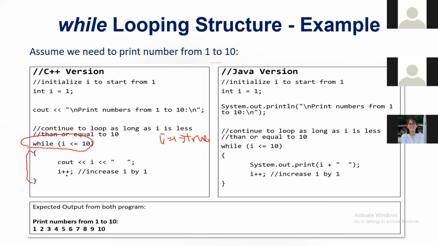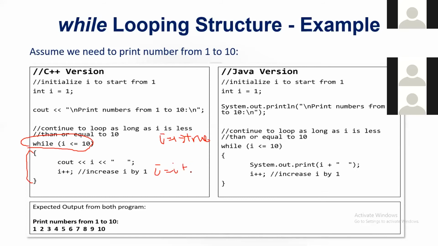Then i++. This is the unary operator, which is a short form for i equals i plus 1. So here you increase by 1, which means your i becomes 2. Then you go back and check again. Is 2 less than or equal to 10? Yes, this is true. So you come in, print out over here, then you increment again. This repeats again and again until your i becomes 11.